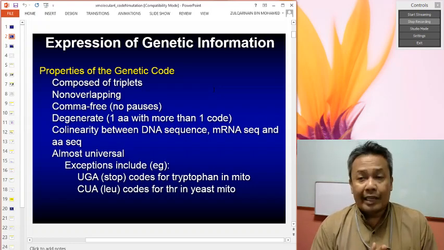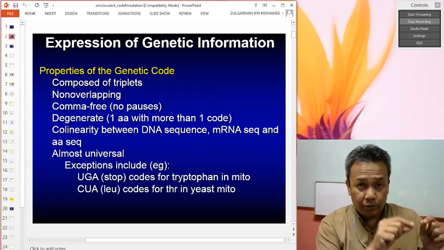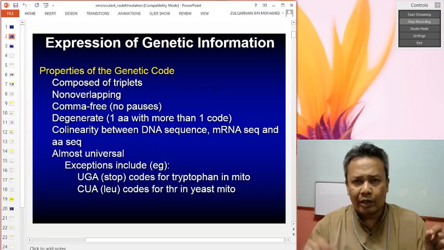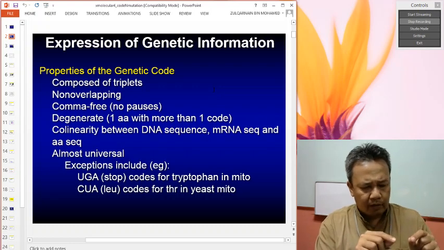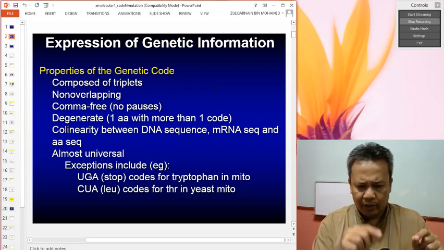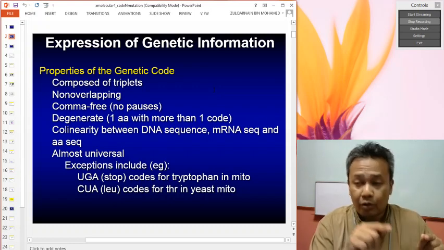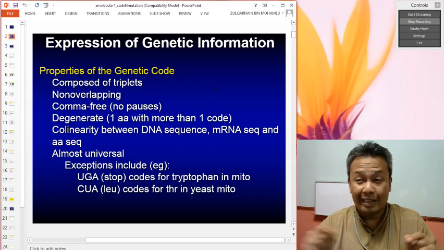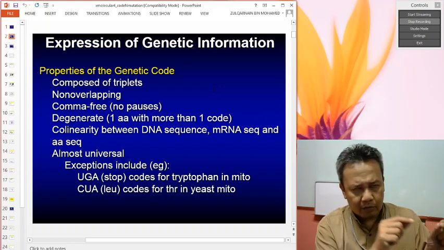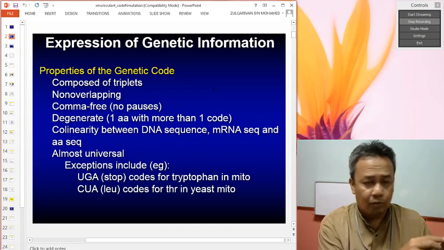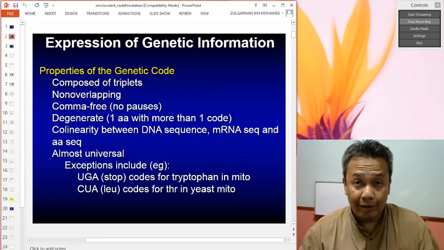All right. It's non-overlapping. When you start from the first base, 1 2 3, 1 2 3, it goes on and on and on and on. It doesn't skip. It doesn't overlap. Like for example, you start 1 2 3, 1 2 3, and then you'll start with 2 3 1, and no, it doesn't do that. So once you start, then it goes continuously in a non-overlapping way. It doesn't have any pauses. That means you just start code from the start codon, for example, ATG, mostly ATG, and then you'll go into the stop codon. There's no breaks in between.